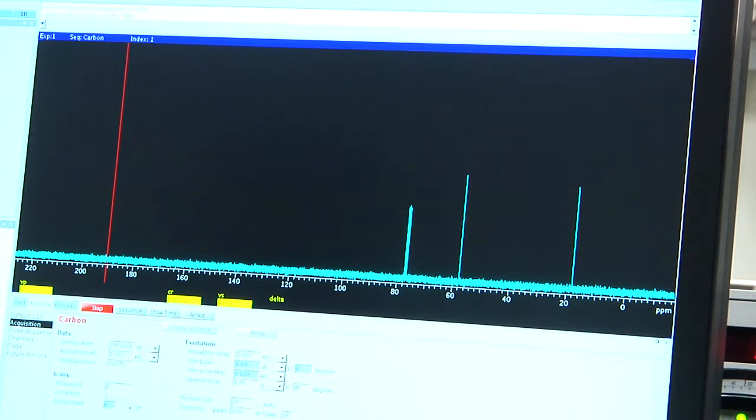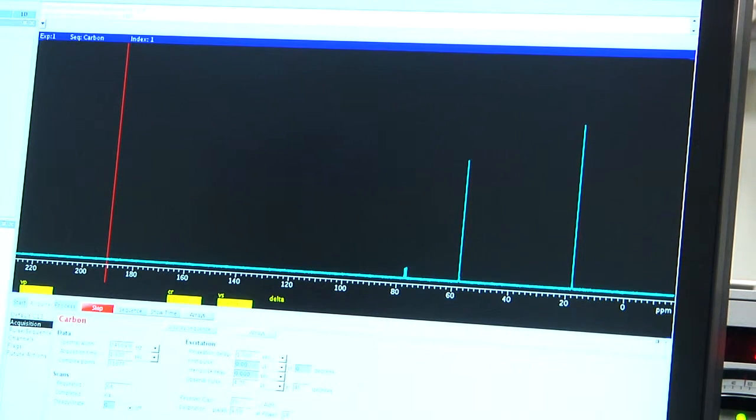For example, this spectrum was collected with 1 scan, compared to this spectrum, which was collected with 64 scans. You can see that the baseline is considerably smoother. The more scans that are recorded, the better the signal-to-noise ratio will be and the smoother the baseline.